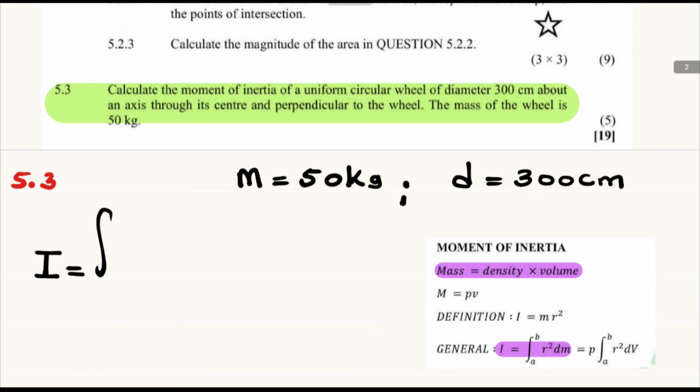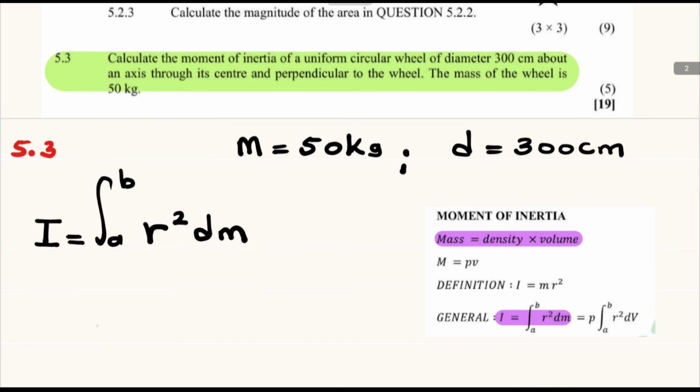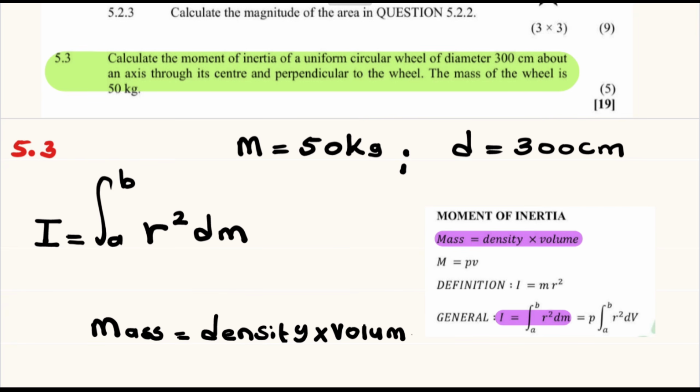So you have I is equal to the integral from the point A to the point B of r squared with respect to the mass. And we also have the mass is equal to density multiplied by volume. But we are told that we have a uniform circular wheel and we are given only the diameter without the height. So we are not working with volumetric density. Instead, we are working with area density. So here we multiply the density by the area.